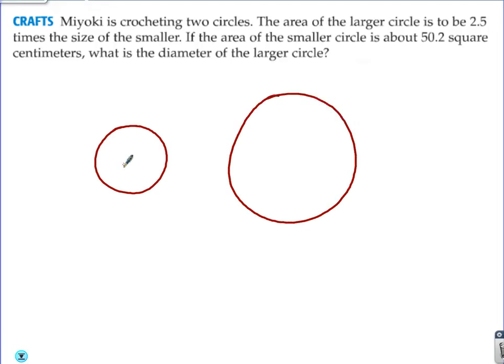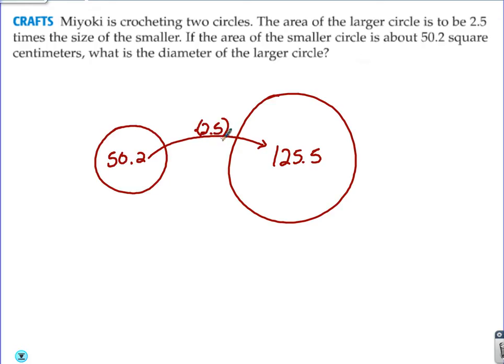The ratio of the areas. Which do they give you? They give you one area, don't they? 50.2 square centimeters. The area of the larger circle is 2.5 times as big. So somebody tell me what that area was. The area of the bigger one is 125.5. All we did there, guys, was multiply times 2.5. It's 2.5 times as big.